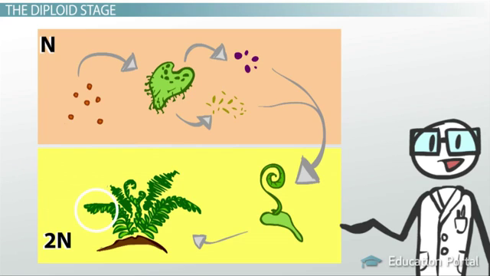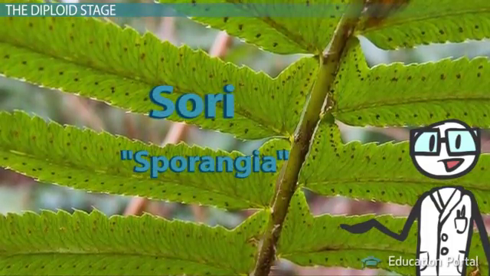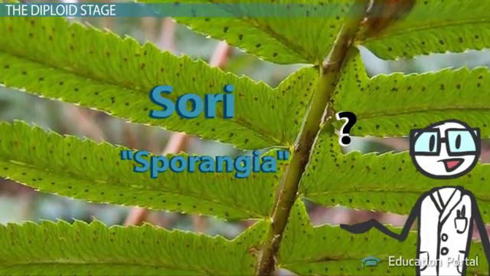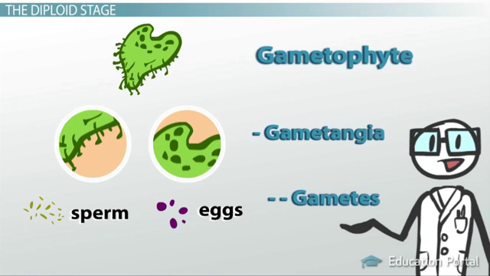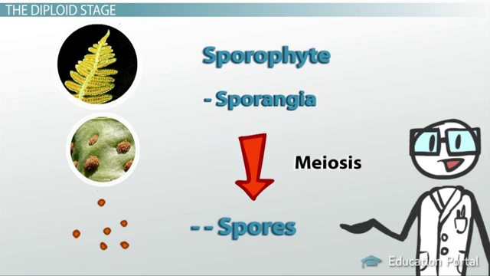Located on the underside of fern leaves, you may find red or brown dots. These dots are called sori and are groups of sporangia. Now, what are sporangia? Just like gametophytes have gametangia that produce gametes, sporophytes have sporangia to produce spores. Sporangia are organs that produce spores through the process of meiosis.